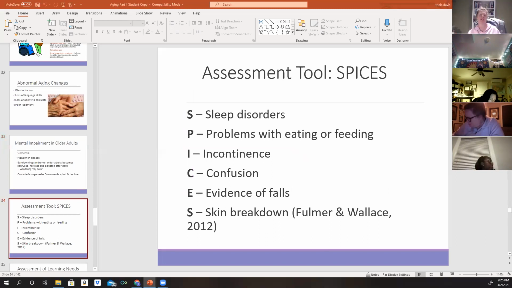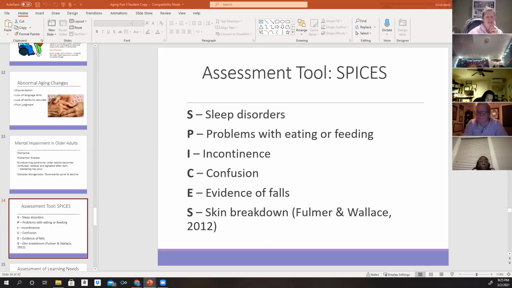So you guys know about SPICES. This is an assessment tool that you can use. It's a systematic approach to identifying potential issues or actual issues with your patients. You guys are working on a paper right now. These issues can lead to negative patient outcomes, so we want to be able to identify them and provide nursing interventions to minimize them, and then recognize issues that they don't have yet and figure out ways that we can prevent them.